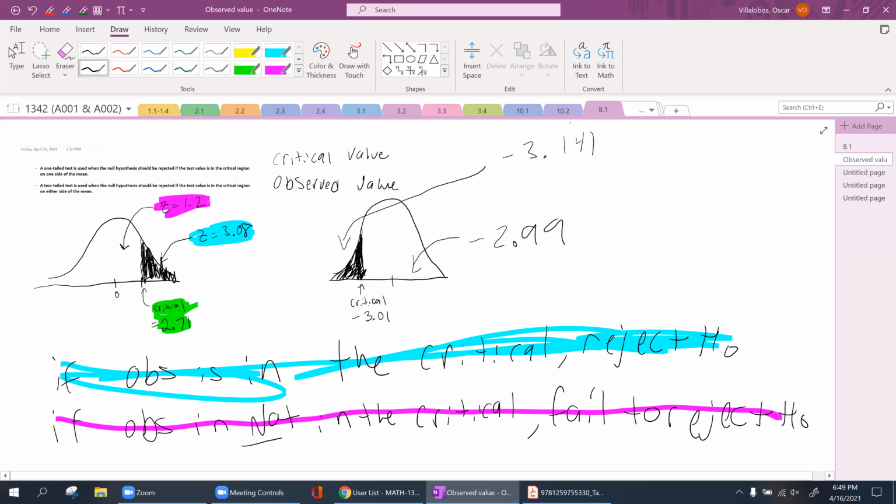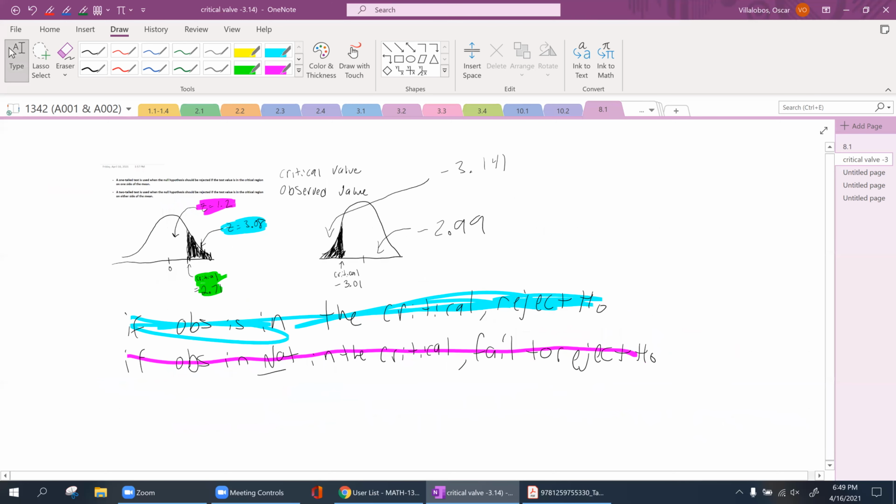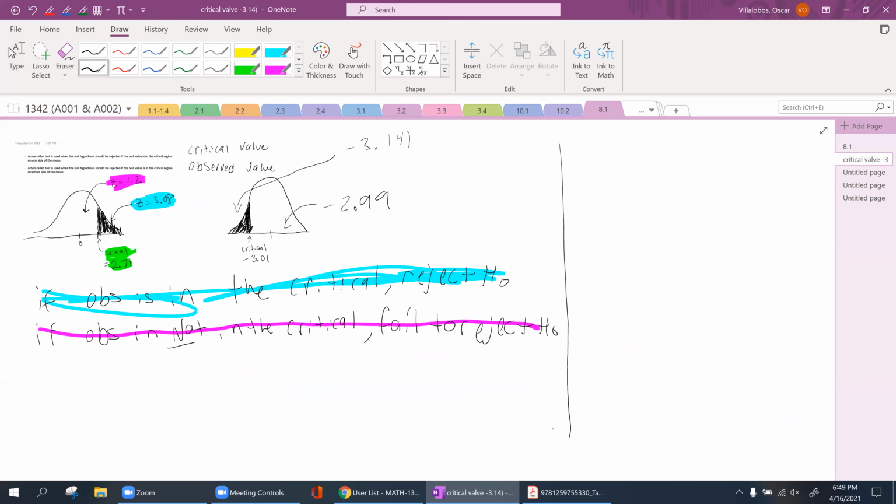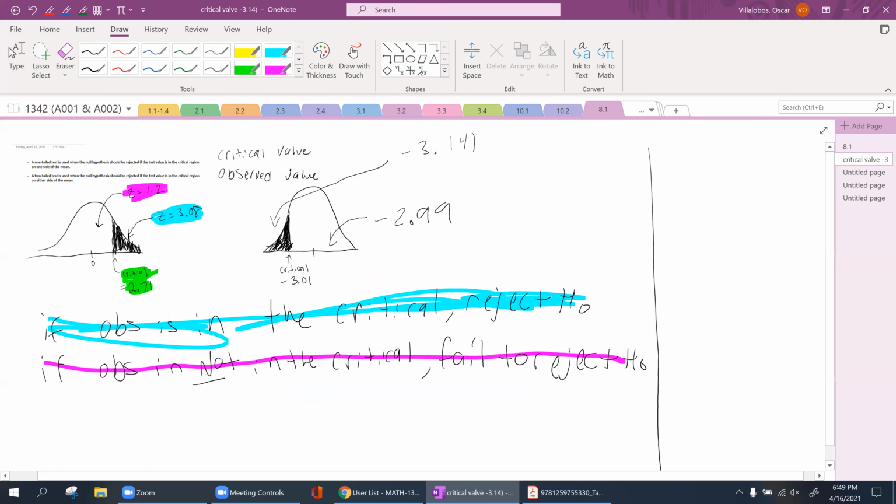If you're comparing this critical value, negative 3.01, with negative 3.141, if the observed value is in the critical region, you would reject your null hypothesis. That's pretty much what we're doing here. So these are for one-tail tests. You're also going to have two-tail tests.